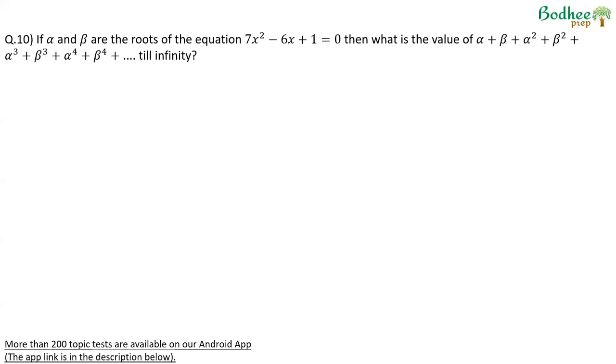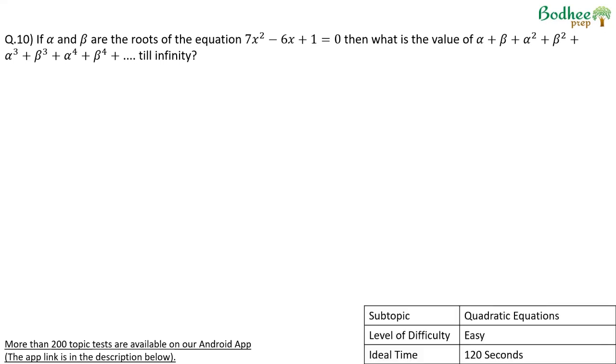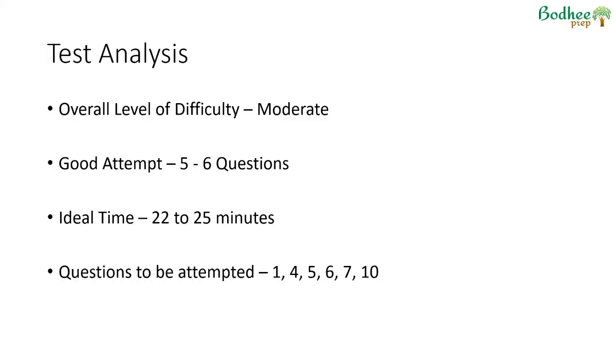This I would have done because it's just the simple formula of infinite GP and then sum of roots and product of roots. Therefore, for me, my 5 to 6 questions will come from 1, 4, 5, 6, 7, and 10. And that should be good enough to get me a 90 to 95 percentile.